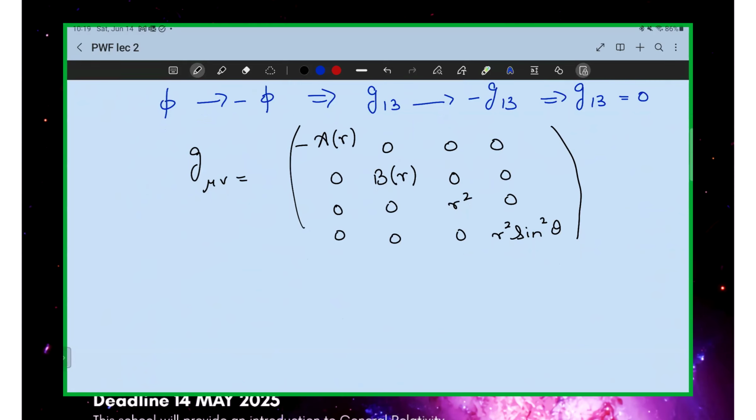We use the spherical symmetry and the time reversal symmetry, these two things, to constrain the form of the metric very much actually. Now, the only thing that we need to determine is A and B. And we will use Einstein's field equations to determine these two things, right?